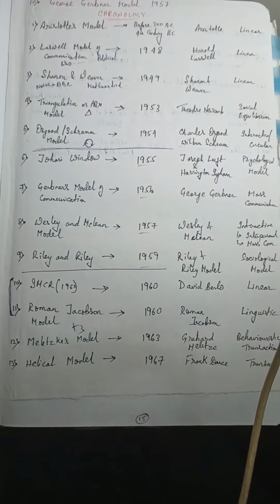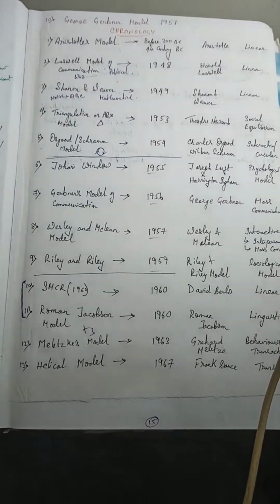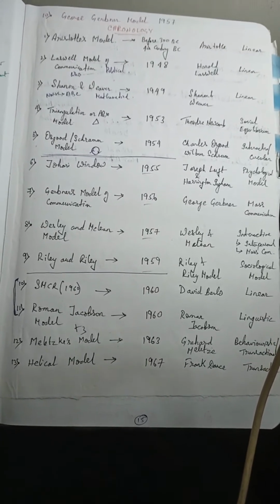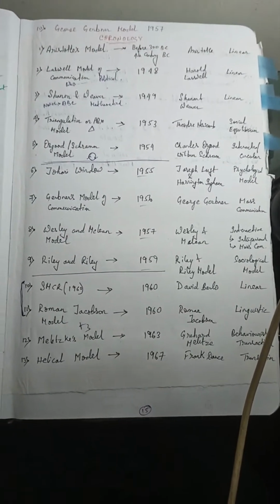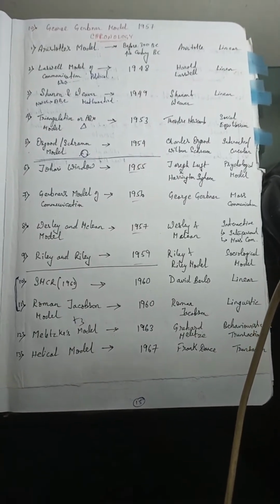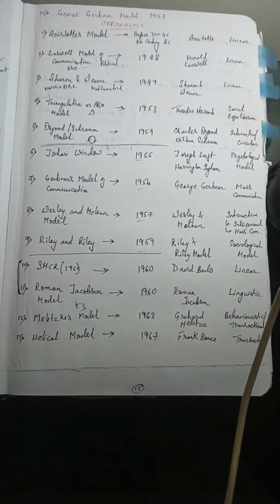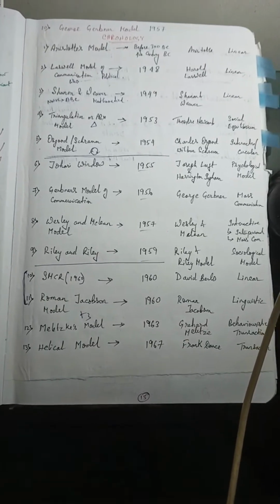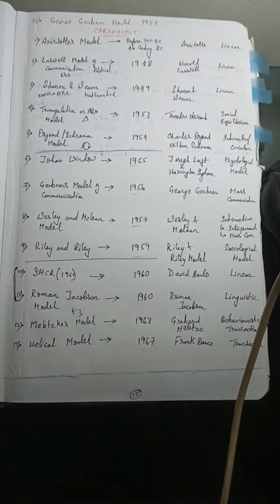Then we have the Riley and Riley model in 1959, a sociological model. Then the famous SMCR model, given by David Berlo in 1960, also known as a linear model. Then Roman Jakobson's model, also in 1960. This model is known as the linguistic model. Then Maletzke's model, which is from 1963 by Gerhard Maletzke. It is a behavioristic or transactional model.